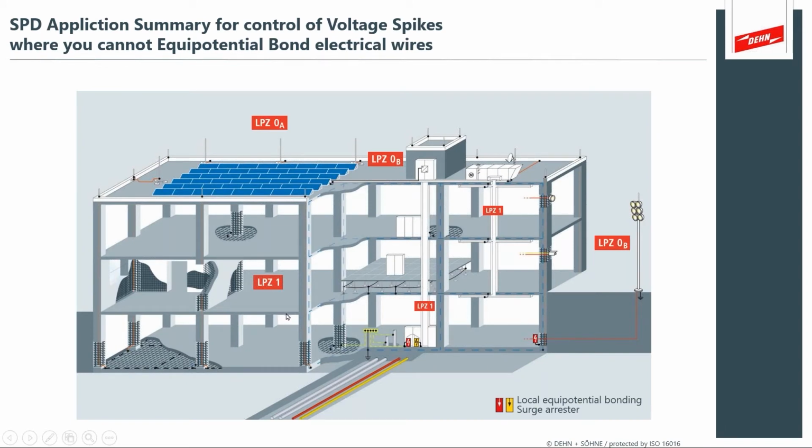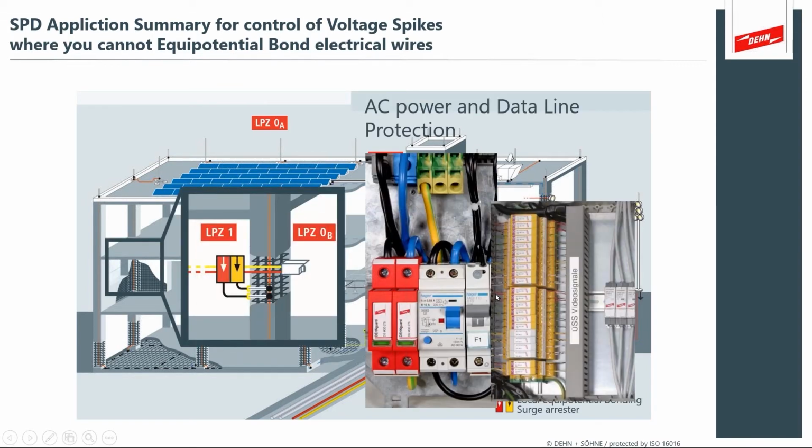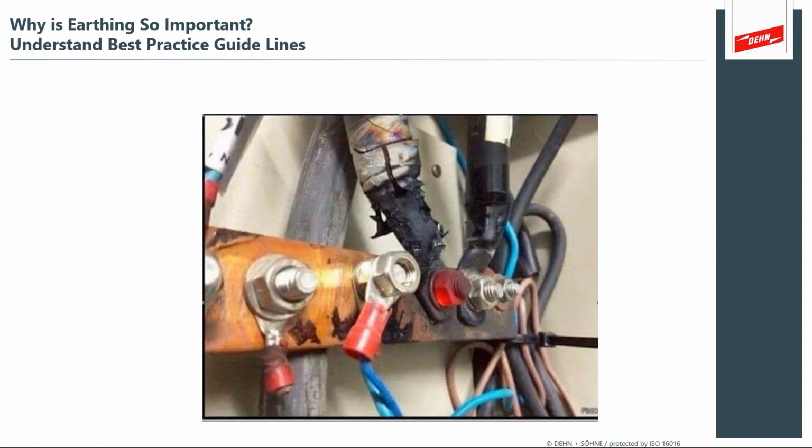So in summary, what we're trying to do with the surge protection device is to provide equipotential bonding for your electrical circuits at the point of use, so that you have a truly bonded system that contributes to the zones of protection. And that leads us to earthing. And why is this so important?